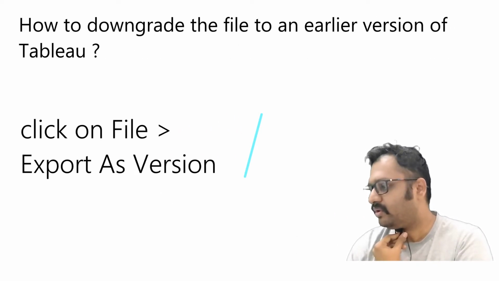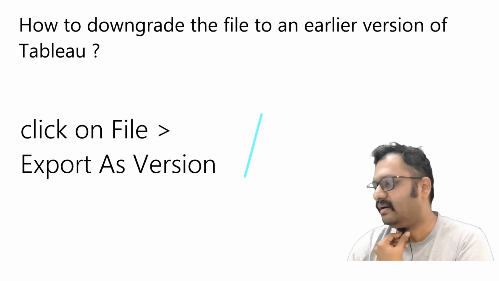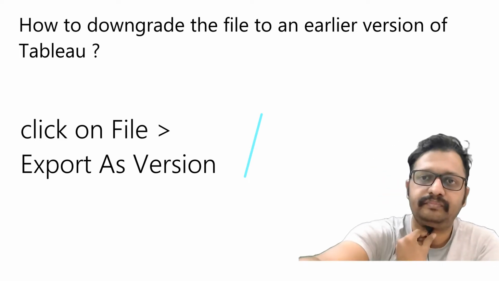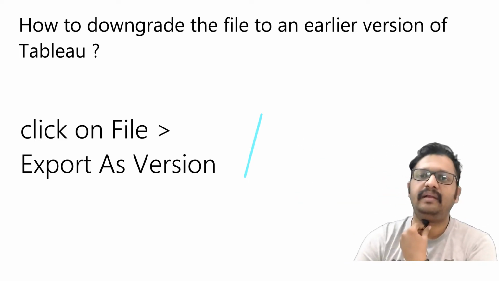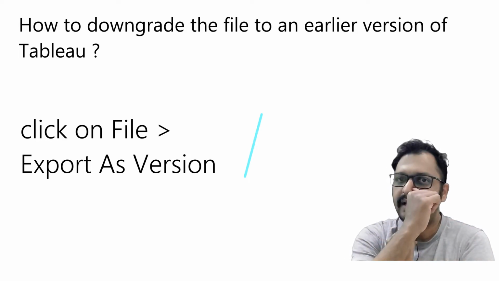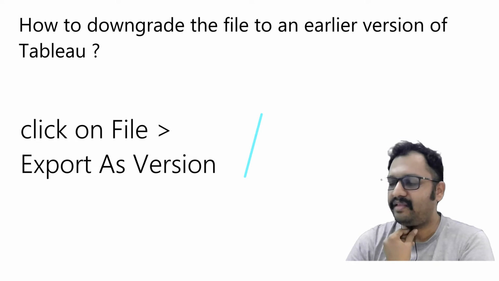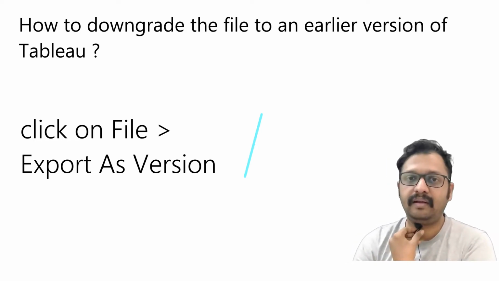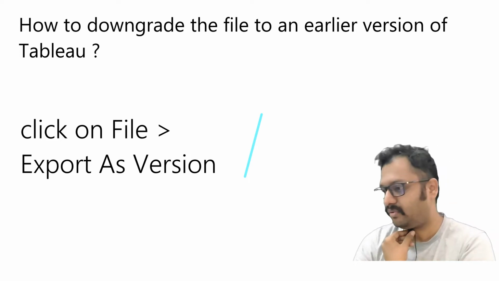Next question, how to downgrade the file to an earlier version of Tableau? To downgrade the file to an earlier version of Tableau, you will need to click on File and Export As. In this way, you can downgrade the file version to earlier versions of Tableau.